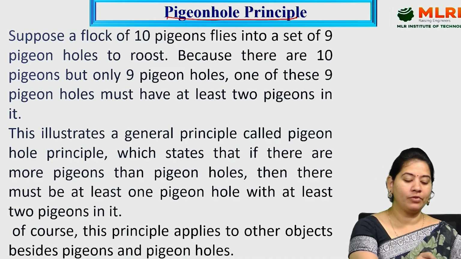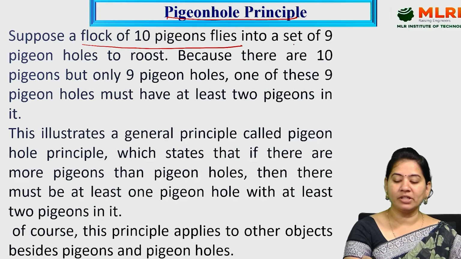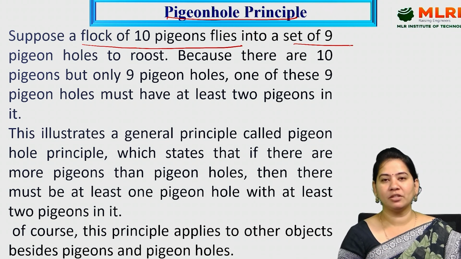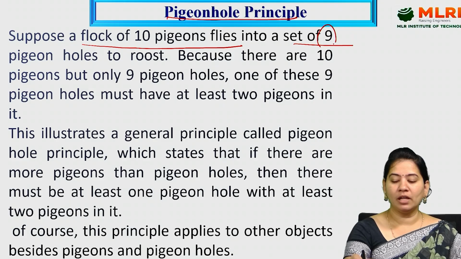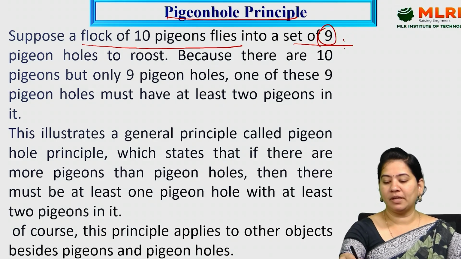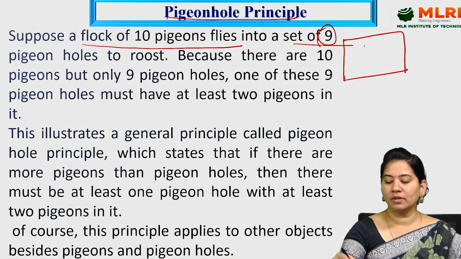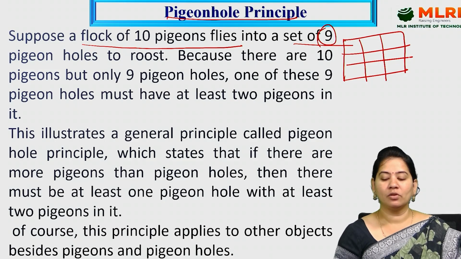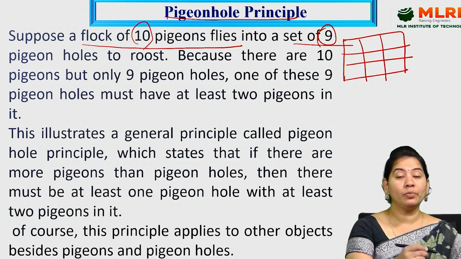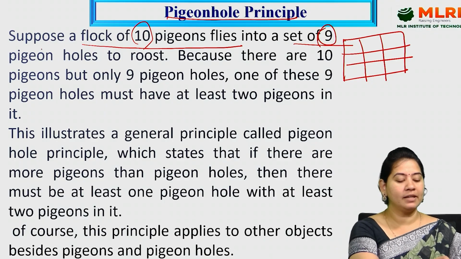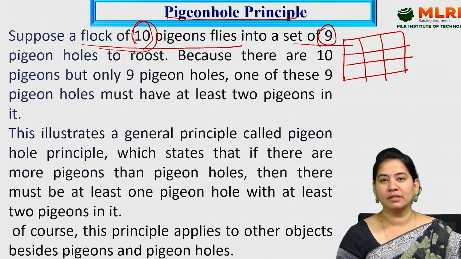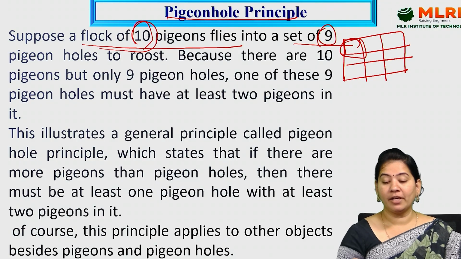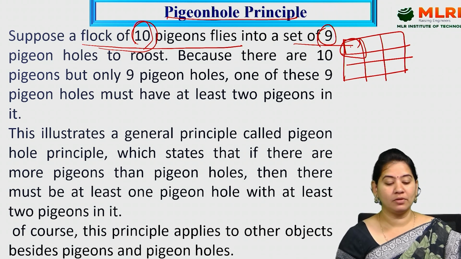Suppose a flock of 10 pigeons flies into a set of 9 pigeonholes. Let us suppose we have some boxes, which we can call pigeonholes. In total we have 9 boxes, and we are going to put 10 pigeons into them. Suppose this flock of 10 pigeons flies in, they consider it a nest where they get into the 9 pigeonholes to roost.